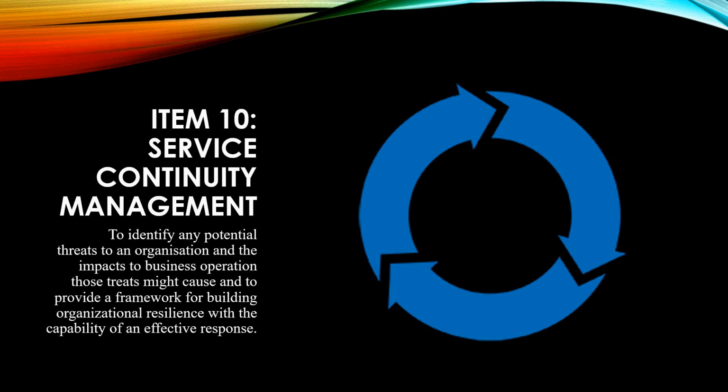The second item that we are going to talk about is Item 10 Service Continuity Management. This item is to identify any potential threats to an organization and the impacts to business operation those threats might cause, and to provide a framework for building organizational resilience with the capability of an effective response.